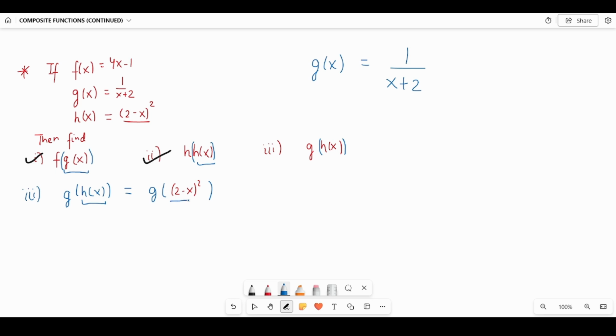Now in this function, our desired input is 2 minus x whole squared. So again, all we need to do is replace x with 2 minus x whole squared here everywhere. So here also we will replace x with 2 minus x whole squared, and here also we will replace x with 2 minus x whole squared. So basically we will get g of 2 minus x whole squared equals 1 divided by 2 minus x whole squared plus 2. So I'm going to put its value here.